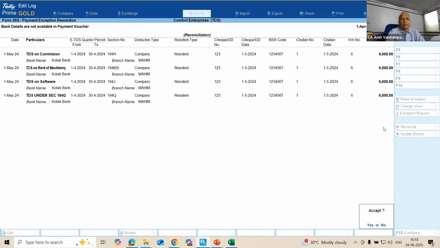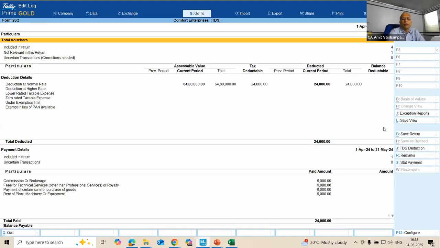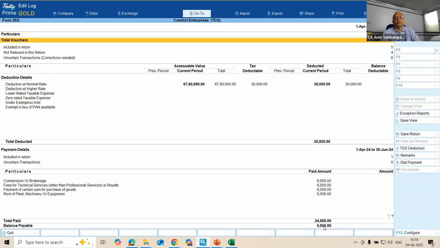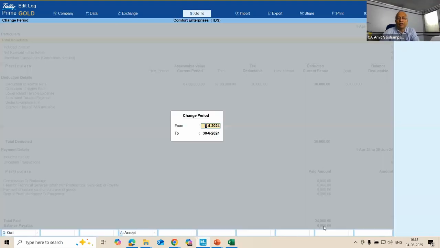And I'm saying accept yes. Now I go back. You can see this. My uncertain transaction has gone. It has come into included in return transactions, and it is also showing that I have made my payments. It is showing the total amount paid as 24,000 rupees, and a balance payable as 0. So for the month of April, my TDS obligation is done. This is the basic activity. Once we have generated this, we can similarly do it for the entire period from 1st April to 30th June.